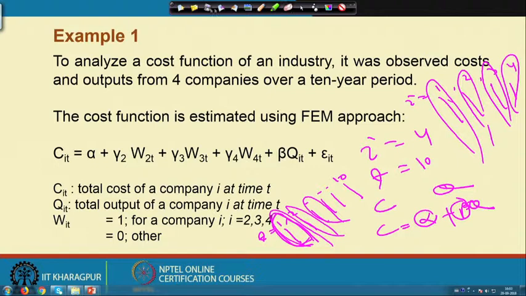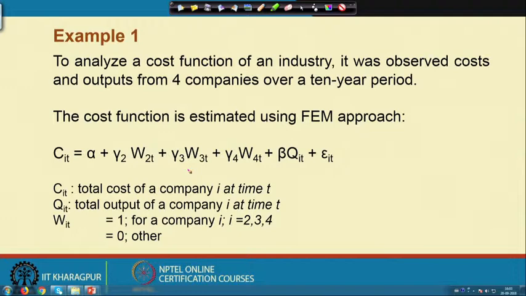So now what would we like to do? To differentiate this particular structure, let us start with a simple model like this. This model is like this: C_it equals beta q_it. So that is how the pooled data is used, and to represent the panel, you have to bring in the panel features. So now what is happening here?